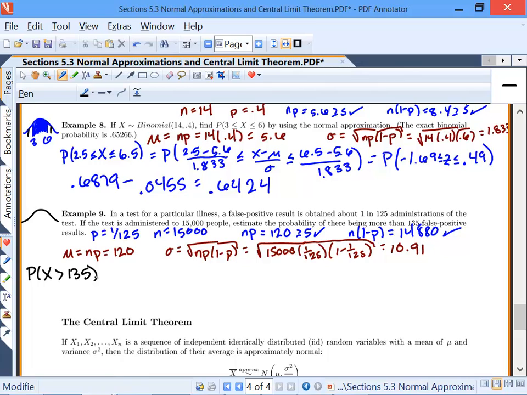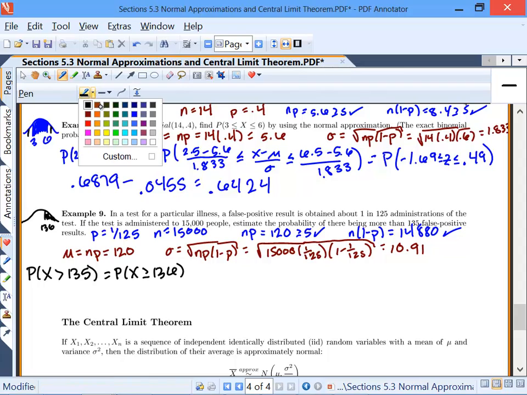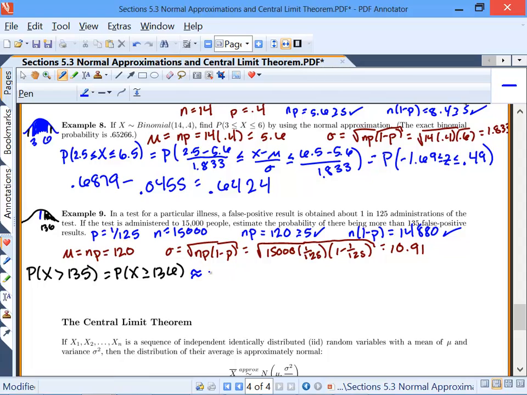So if it's more than 135, am I including the 135 in the binomial? This is really equal to the probability that x is greater than or equal to 136. So if this is my 136, I'm looking for the area to the right. To be on the safe side and add just a little bit more into that region, I'm going to start at 135. So it's going to be approximately the probability that x is greater than or equal to 135.5 using the normal distribution.